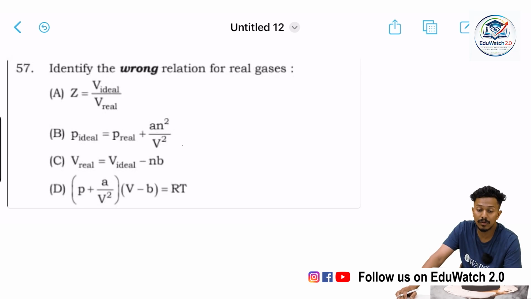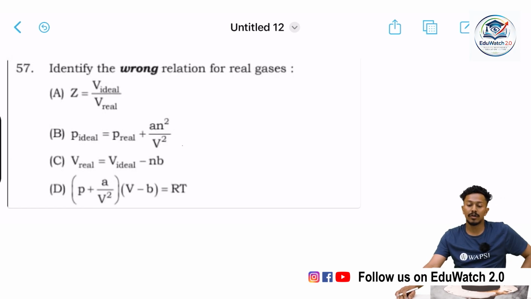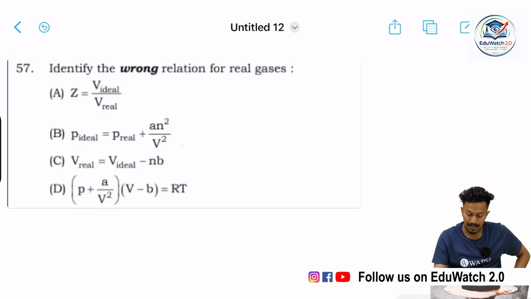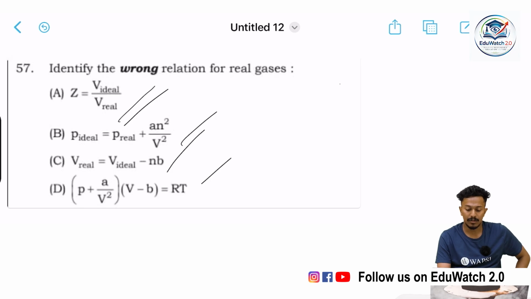Identify the wrong relation. So, what is the wrong relation out here? I think PV equal to nRT and derivatives like these are all correct. V real is V minus nB, and P ideal is also P plus a n square by V square. The wrong one is the compressibility factor term.